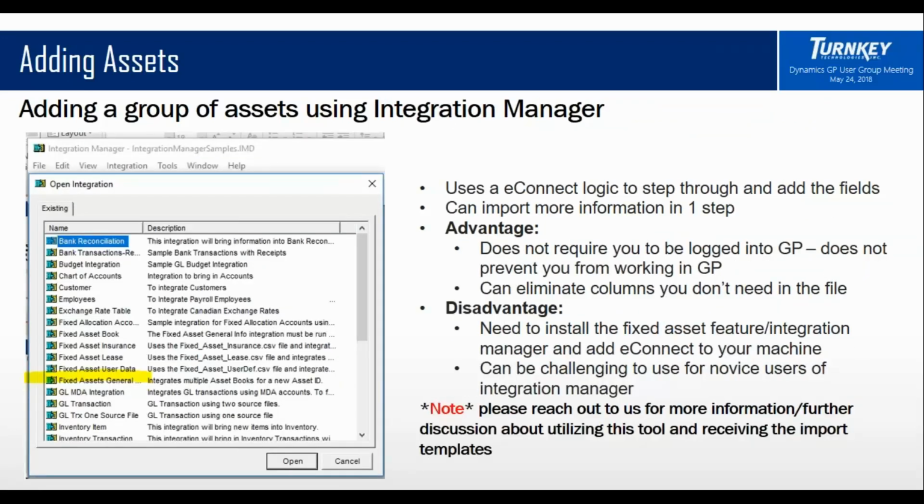The other thing that I usually use is Integration Manager. You don't have to be logged into GP to run it, and you can eliminate whatever columns you don't need. So instead of leaving the blank columns, you can eliminate the columns. Disadvantage, you have to install a couple of things. You have to install eConnect, and you have to know a little bit about Integration Manager and how to use it, but it is a very useful tool once you're taught how to use it.